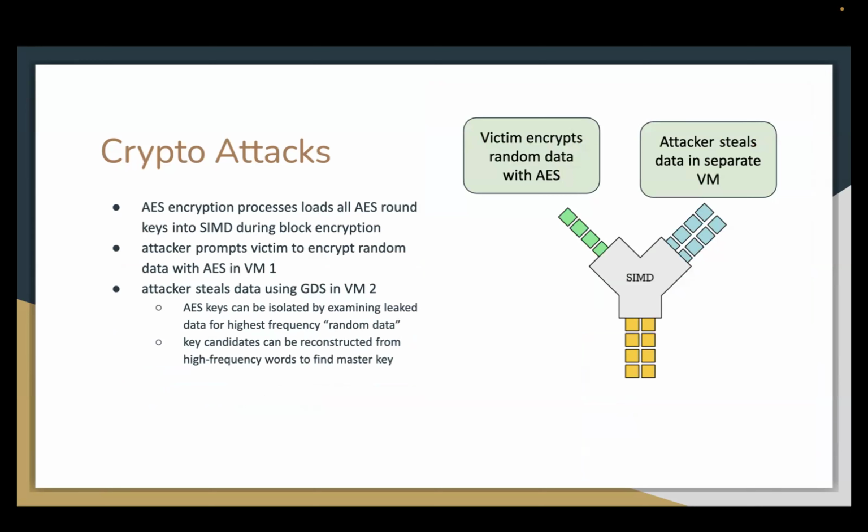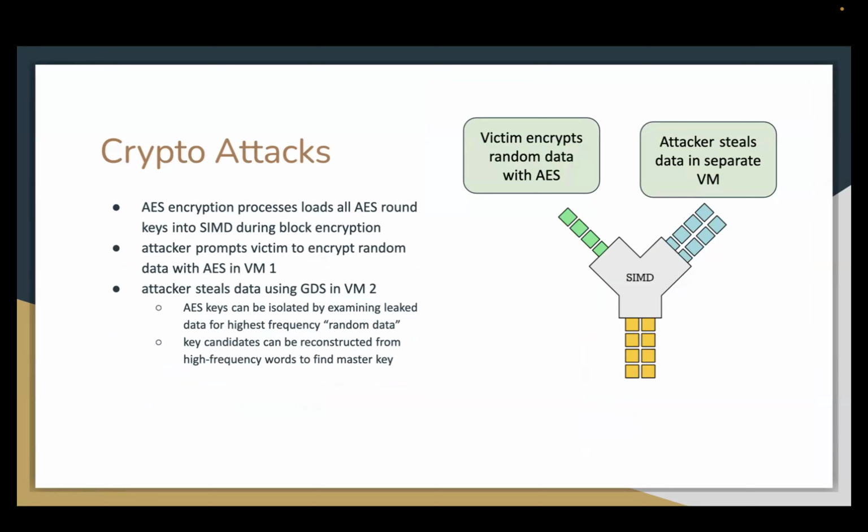During the AES encryption process, when this specific hardware acceleration method is used, the AES round keys will be loaded into the SIMD memory buffers, or the memory registers. So during that time, the second VM system can use the attack we've been talking about to actually look at these registers and process all this data.